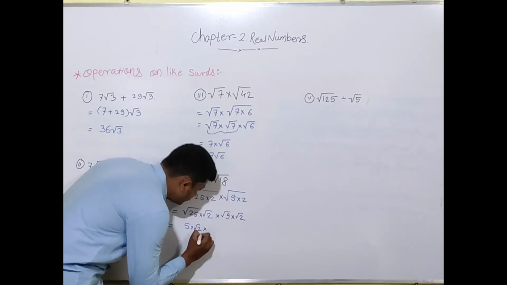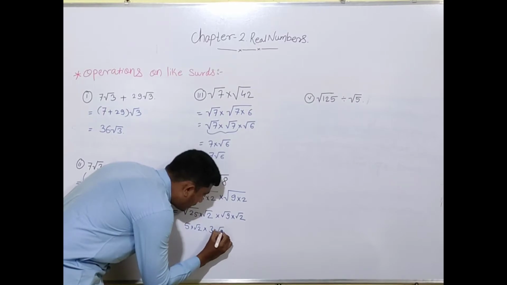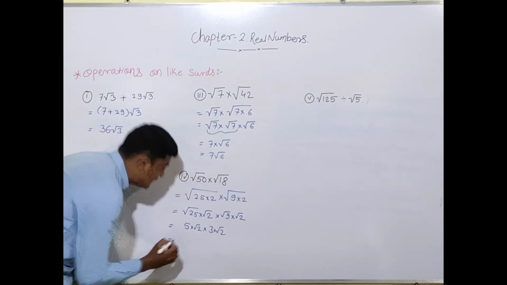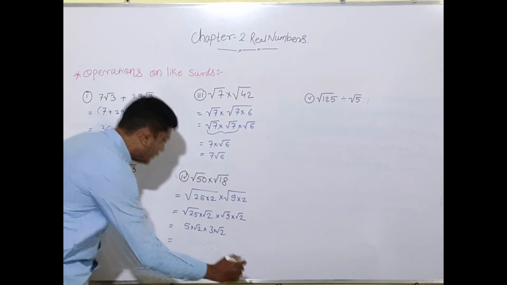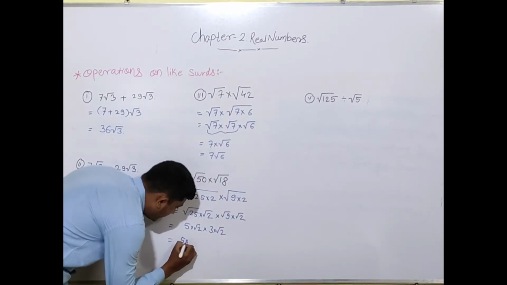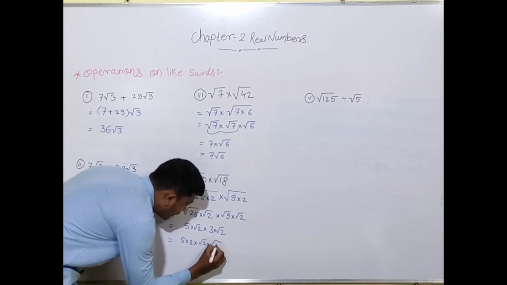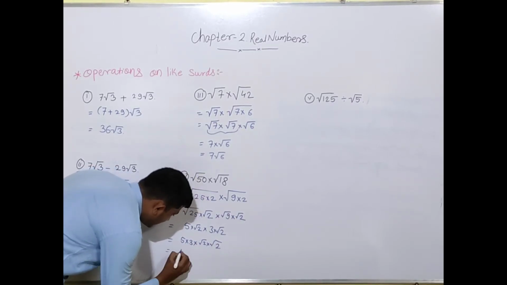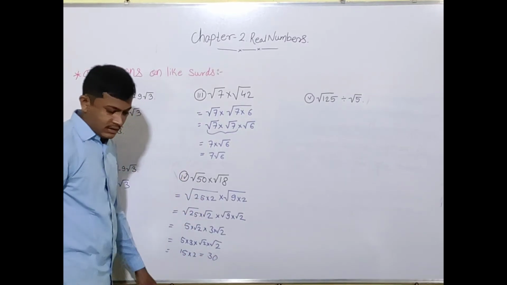Again, root of 9 can be given as 3 into root of 2. Now this is the multiplication. So multiplication is what? Commutative. So 5 into 3 multiplied by root of 2 into root of 2. That is 15 into 2. The answer is what? 30.